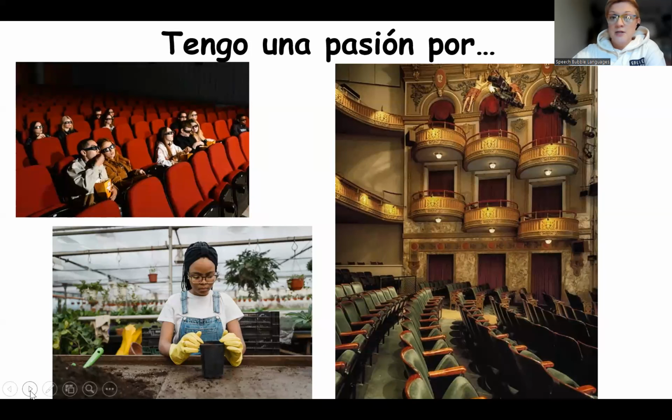It's quite a great expression for us English speakers because it's so similar to what we would say in English. We say tengo, I have, una pasión, a passion, por, for. Tengo una pasión por.